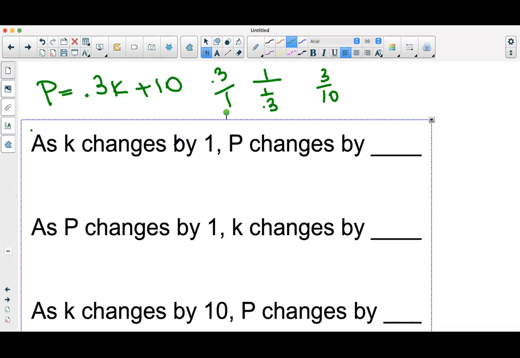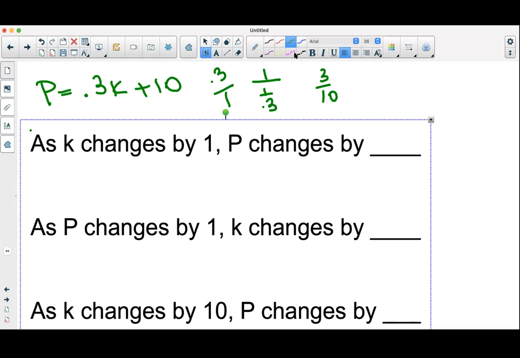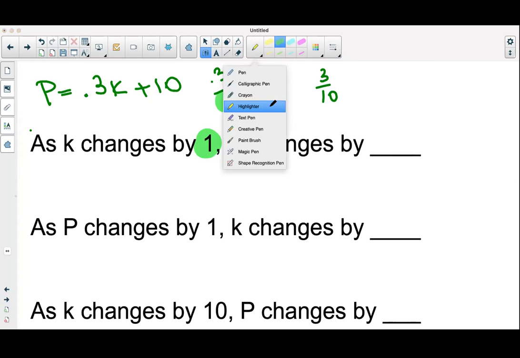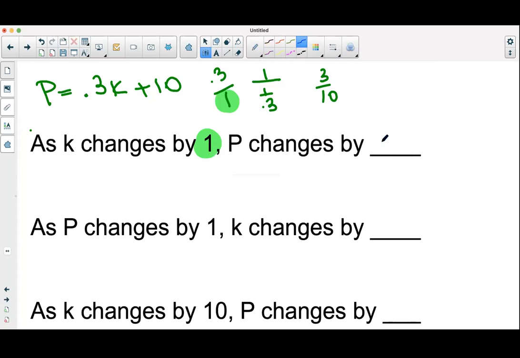The fact that k is changed by 1, what am I talking about? I'm talking about when k is changed by 1, the change of k, the denominator, is 1. So therefore, how much does y change by? Y changes by 0.3. You see that, guys?